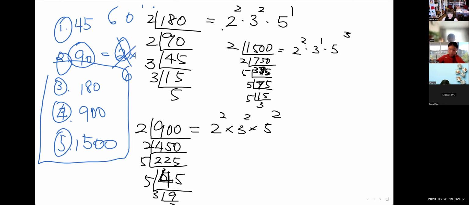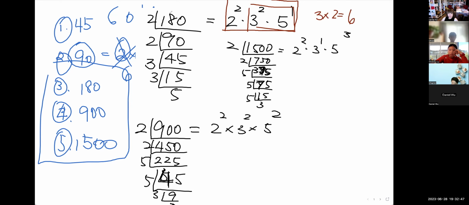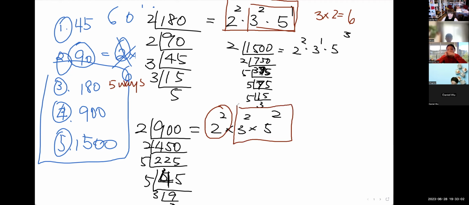Okay, everybody, let's take a look at this one. Okay, so the first one we take a look at is 2 squared times 3 squared times 5, 1, right? So how many odd factors can we have? It's 3 times 2 equals 6. So 180 also has 5 different ways of expressing it. Okay, so now let's take a look at 900. Again, in order to have the odd factors, we're going to take away all the numbers which make it even, right? So 2 is gone. To have 3 squared times 5 squared.